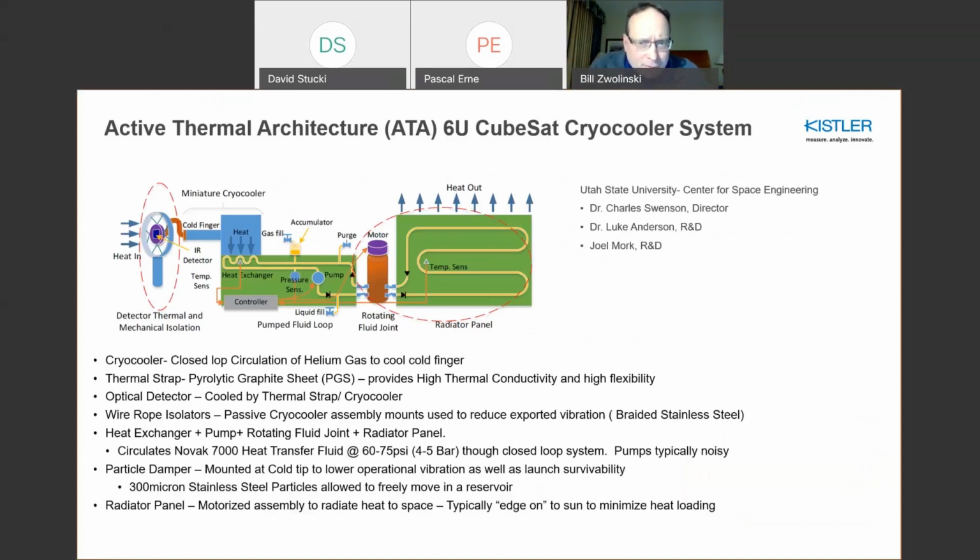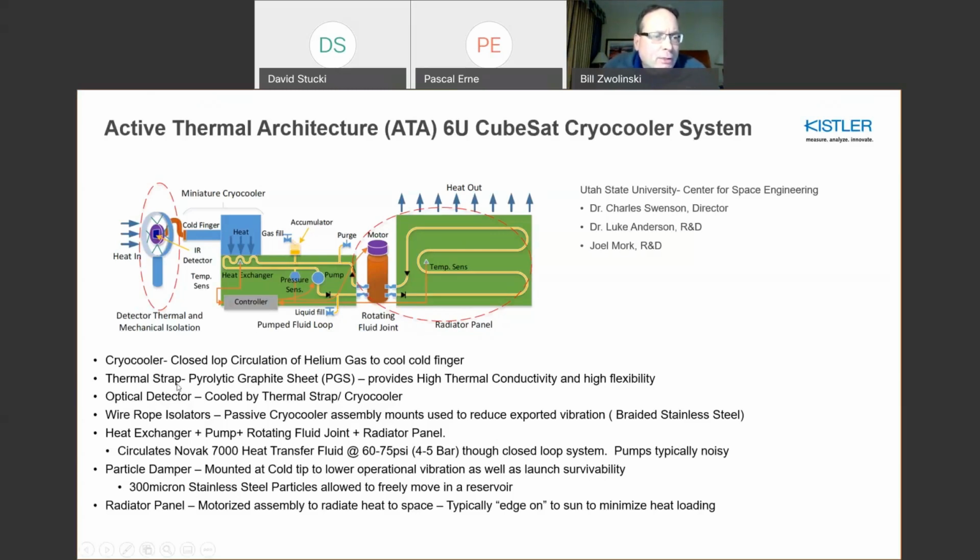Dr. Swenson and Anderson and Joel Mork have put together a test bench and are evaluating the ATA architecture for a 6U CubeSat cryocooler satellite. So what I want to do is just review some of the preliminary results of that, and there'll be a paper written in the next few months.